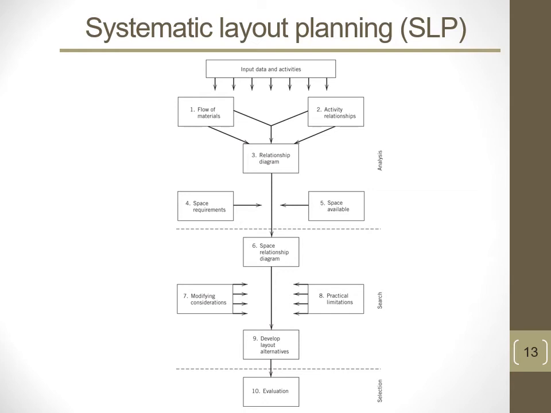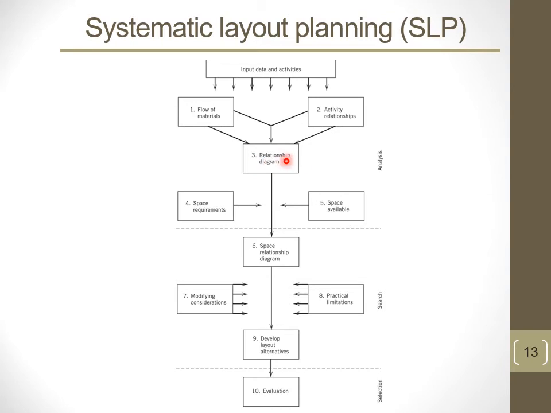We will talk about these steps in detail in the following slides, and we will talk about what the relationship diagram is, for example. So don't be confused. This is just the general steps. First, we summarize the whole procedure, and then we will talk about each one of these steps in the following slides. After collecting the data, we construct the from-to chart and activity relationship chart, and using this information, we construct the relationship diagram. Into this relationship diagram, we include the space requirements of each of these departments, and we also know how much space we have, the available space. And using this information, we construct the space relationship diagram.